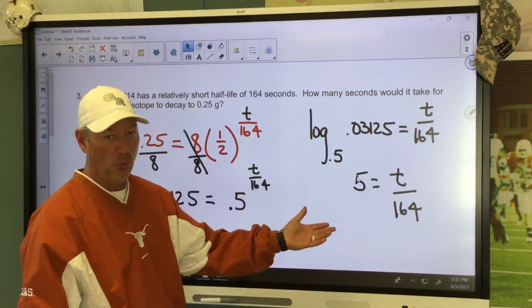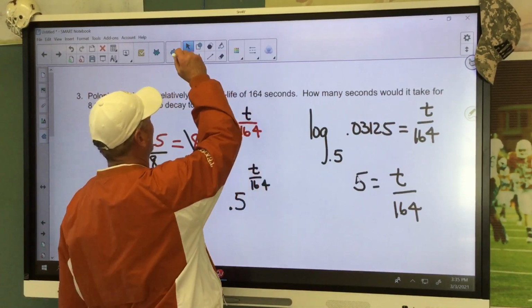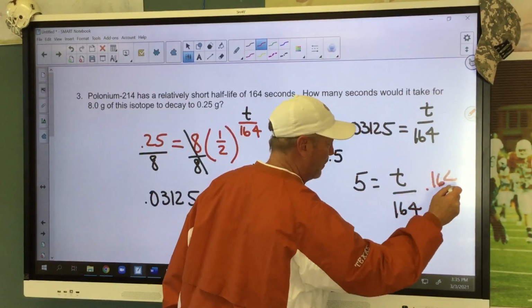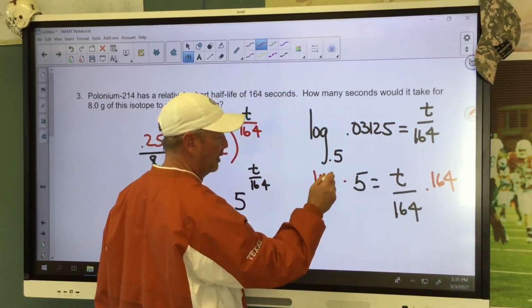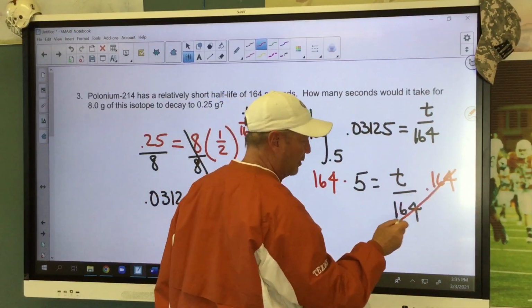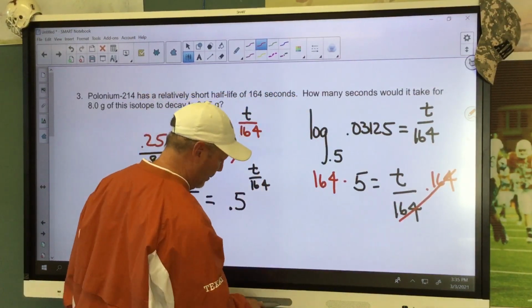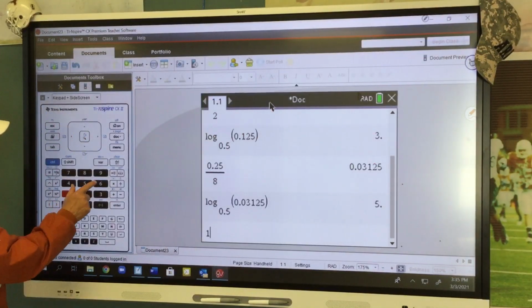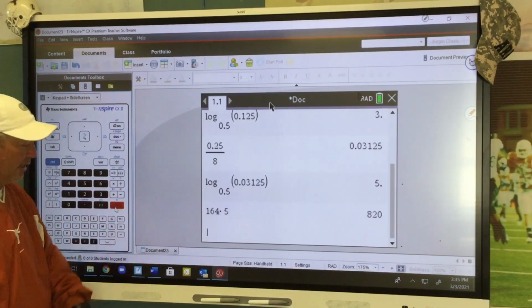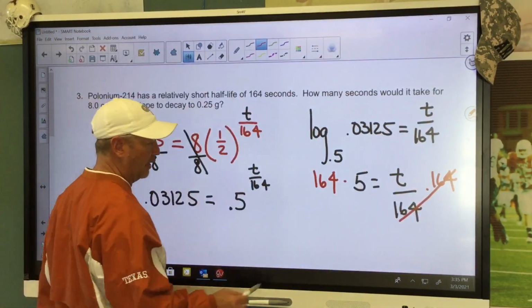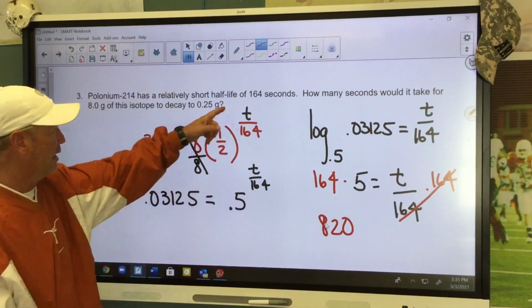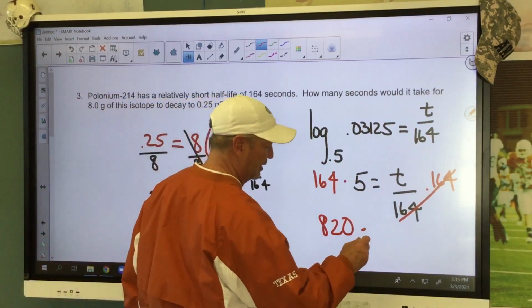If it bothers you, you can put the 1 underneath the 5. But what we're going to do is ask you to go times 164. This will cancel. 164 times 5. So we're going to go to the calculator and say 164 times 5, enter, and I get 820. So my answer is going to be 820, but our unit, make sure you understand, is seconds. 820 seconds.